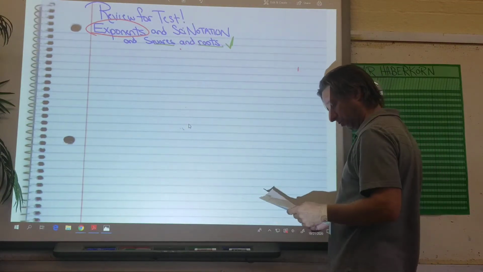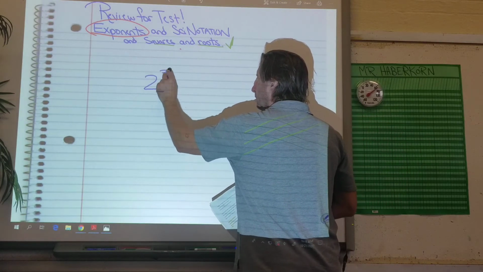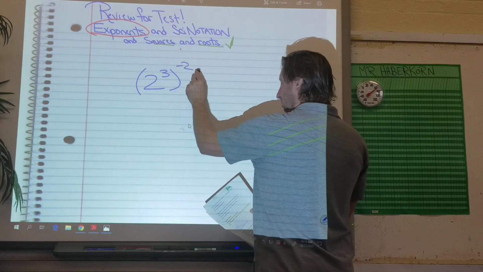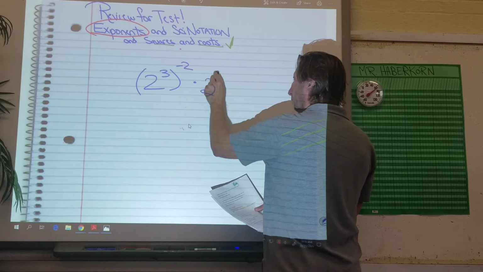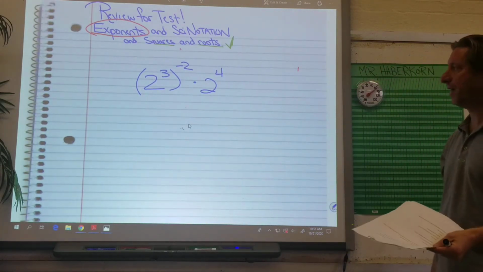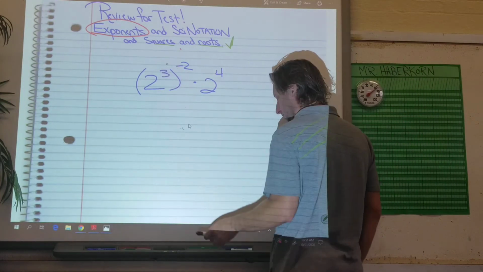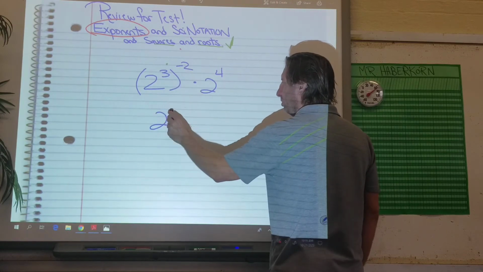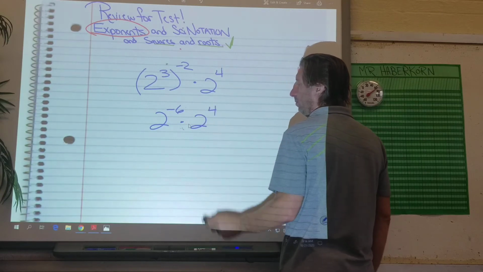All right, so 2 to the 3rd to the negative 2 times 2 to the 4th, right? Okay, remember we multiply before we add, right? Just simple order of operations. So I'm going to multiply this one first. So I have 3 times negative 2 is negative 6, right? Times 2 to the 4th.